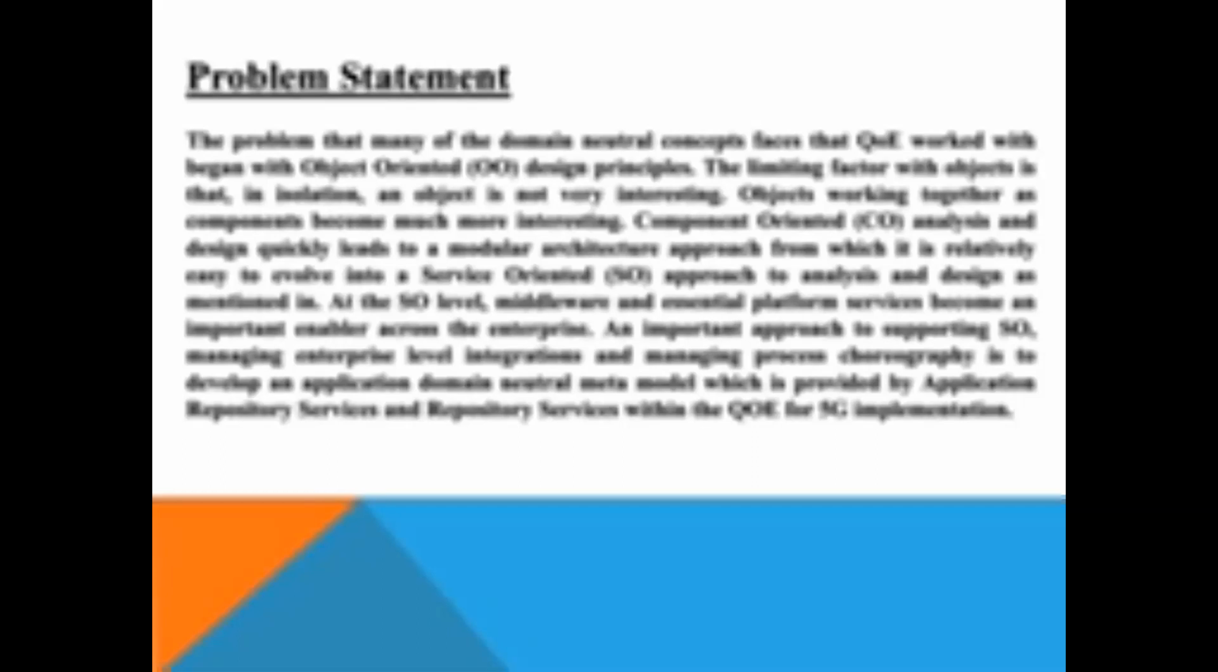Middleware is essential. Platform services become an important enabler across the enterprise. An important approach to supporting service-oriented architecture, managing enterprise-level integration and managing processes gracefully, is developing an application-domain-neutral meta model which provides an application-resolvable service and responsible service within a QoE for 5G implementation.